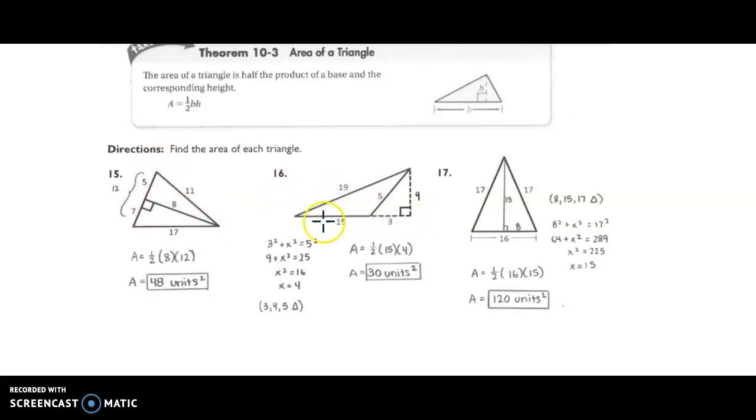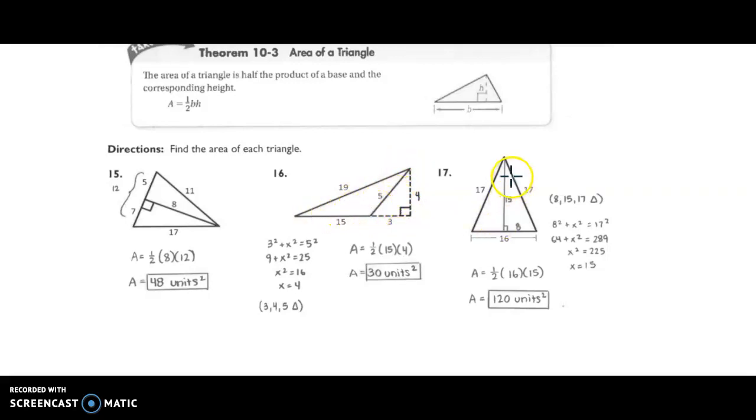Number 16 is a scalene obtuse triangle. And so we're going to use this base of 15. Please note that we are not using 18. 15 is the base. It's one side of the triangle. The height is 4. And when it's outside like that, that's okay for an obtuse triangle.